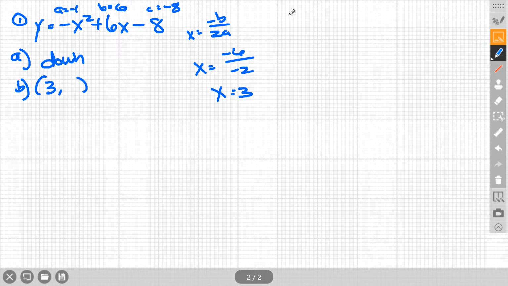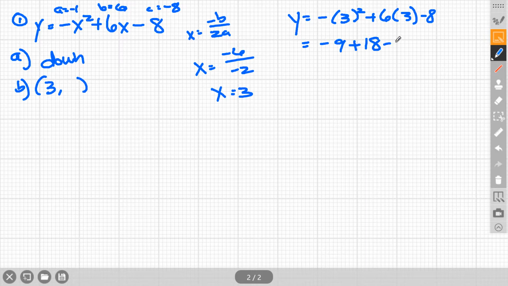Now let's substitute that into the equation to find the y coordinate. So we have -3 squared plus 6 times 3 minus 8. That's -9 plus 18 minus 8. -9 plus 18 is 9, minus 8 is 1. So the y coordinate of the vertex is 1, and the vertex is (3, 1).